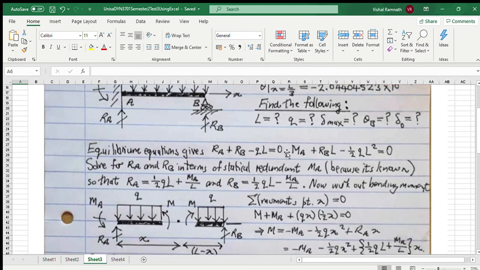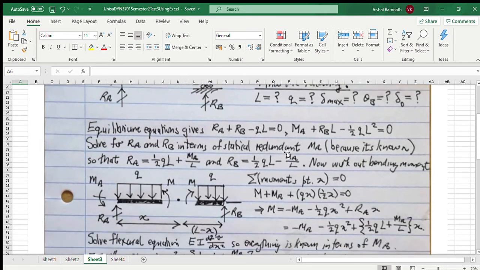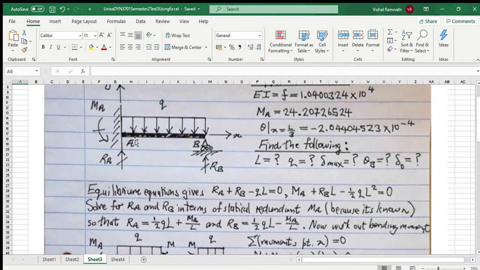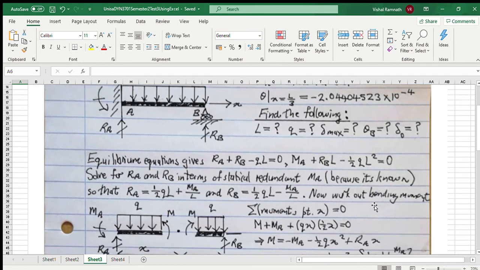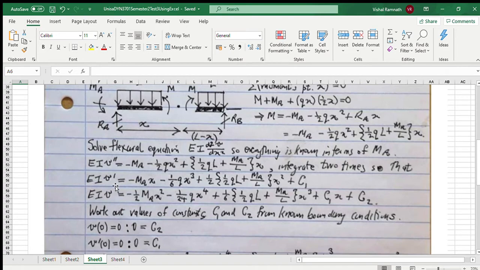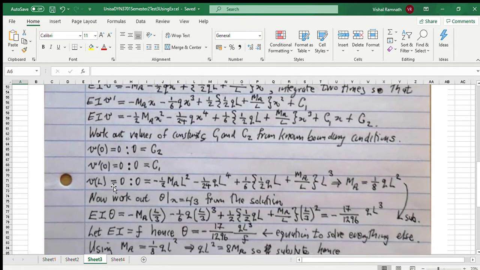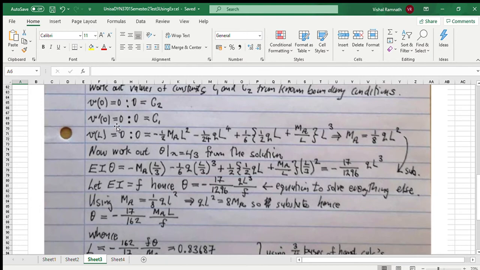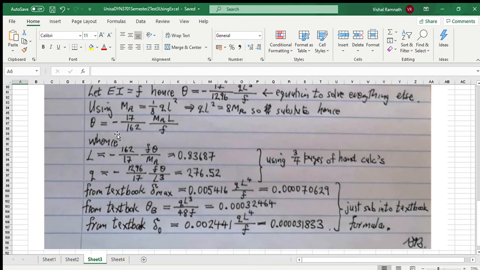We did a free body diagram. It was a statically indeterminate system. We chose the reaction at the wall, MA, as the statical redundant, and then it became a statically determinate system. In other words, we assumed a value, and then the rest of the reactions were determined in terms of that assumed value. We did a free body diagram, we worked out the bending moment, we integrated it, we worked out the constants, and at the end of the day, we came to an equation to work out the results.